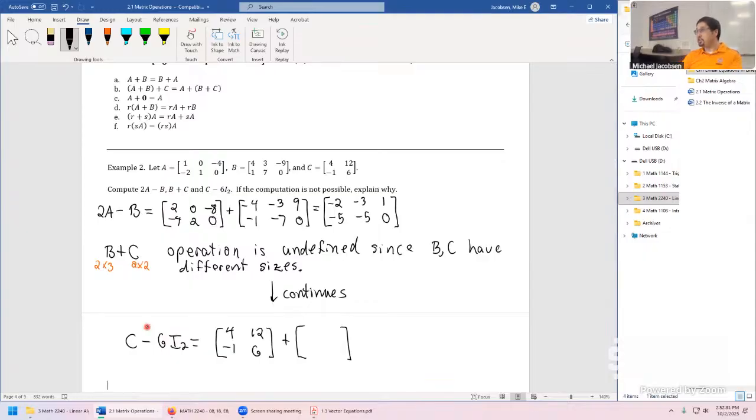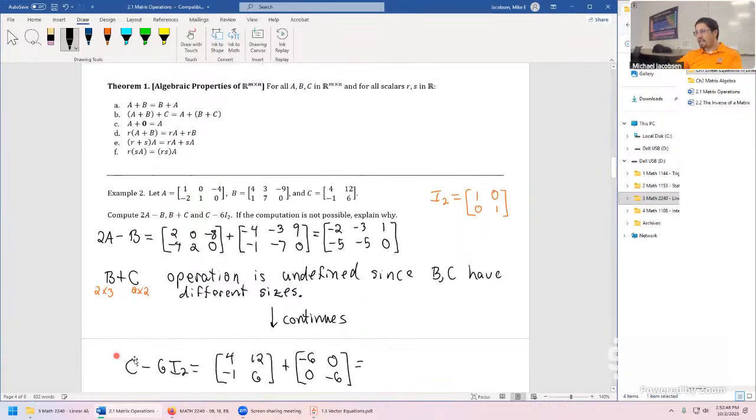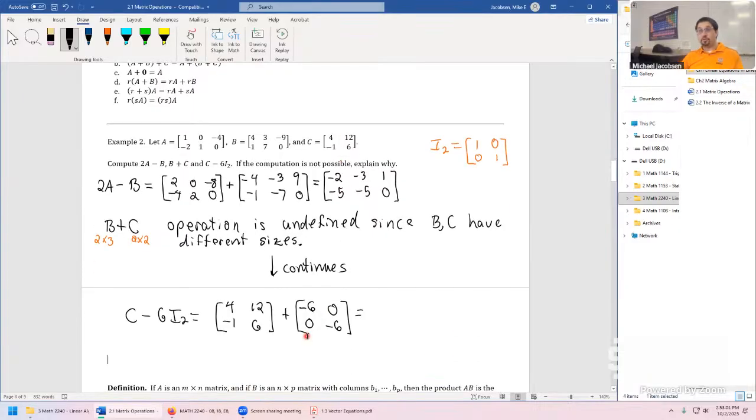We never wrote down I2, but just for a visual, I2 is 1, 0, 0, 1. So scaling it by negative 6 is just going to the main diagonal and replacing 1s by negative 6s. Which makes this kind of a special operation in a way. Whenever you're adding or subtracting a constant multiple of an identity matrix, all you're doing is operating on the main diagonal. Everything else is the same. And we can see it due to those zeros there.